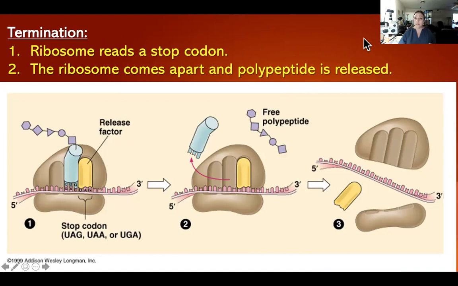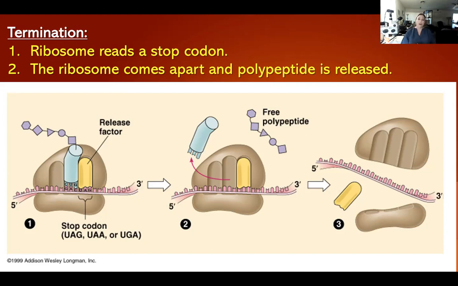Now, the last step in translation is termination. This is where the stop codons are important. So the ribosome is moving along that messenger RNA. It's reading codon after codon after codon. Well, eventually it will hit a stop codon. Remember, there are 3 different stop codons.